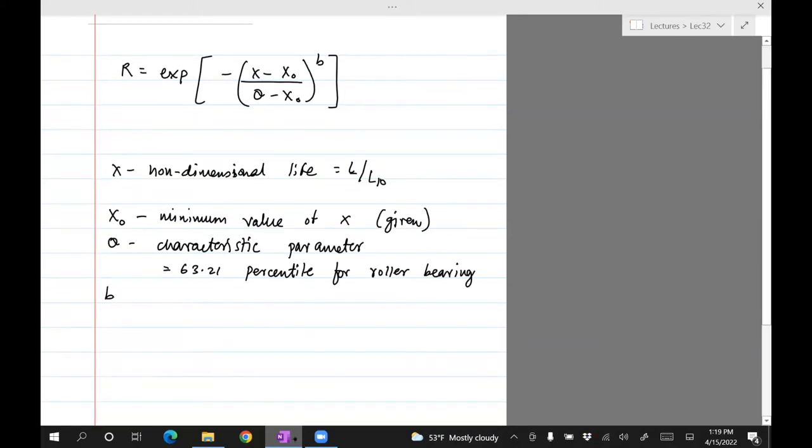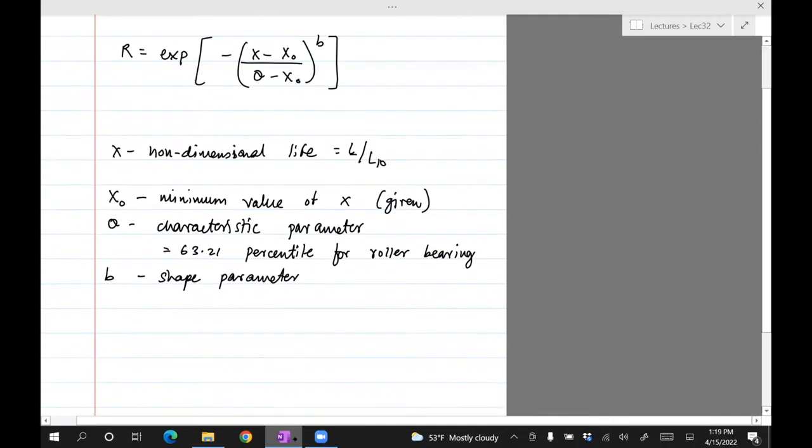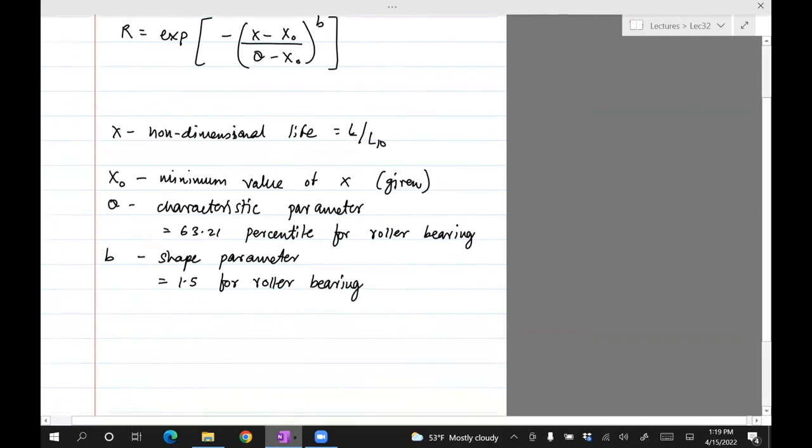And B is the shape parameter, which is 1.5 for roller bearing.